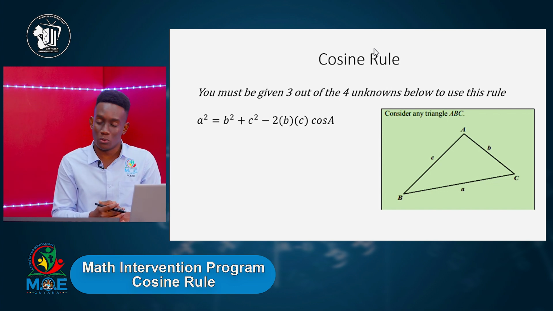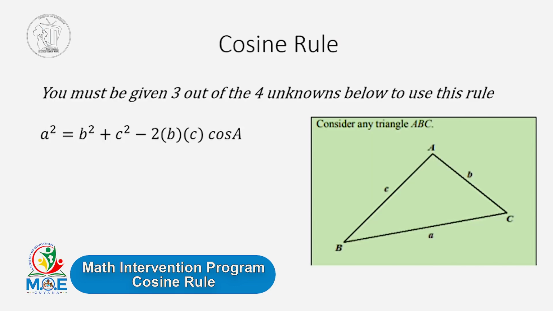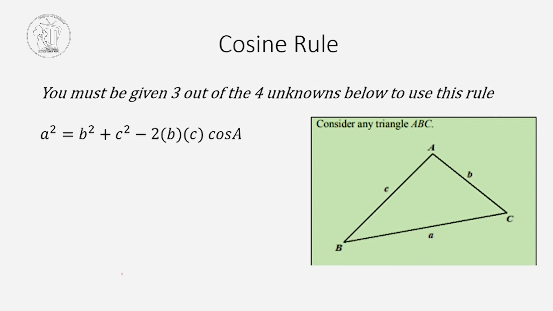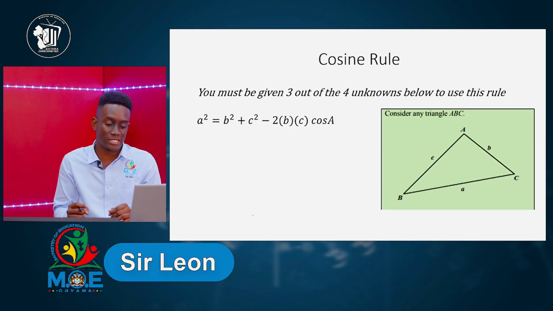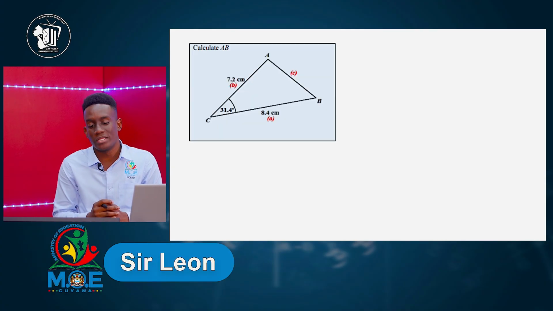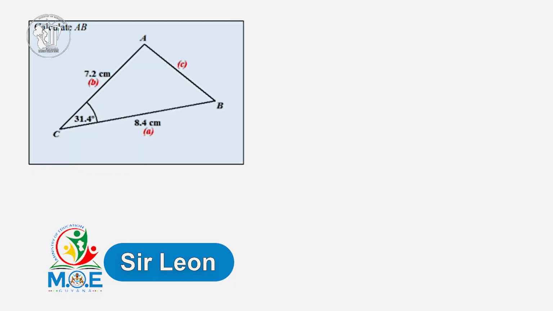Just like with the sine rule, we must label the triangle the same. If here is capital A, opposite that would be small a. If here is capital B, opposite that would be small b. And if here is capital C, then opposite that would be small c. And the same thing applies for the different letters. So let's head into a fourth example. In this example, we want to calculate AB. We already have the triangle labelled, which is good. AB is this side here, c.